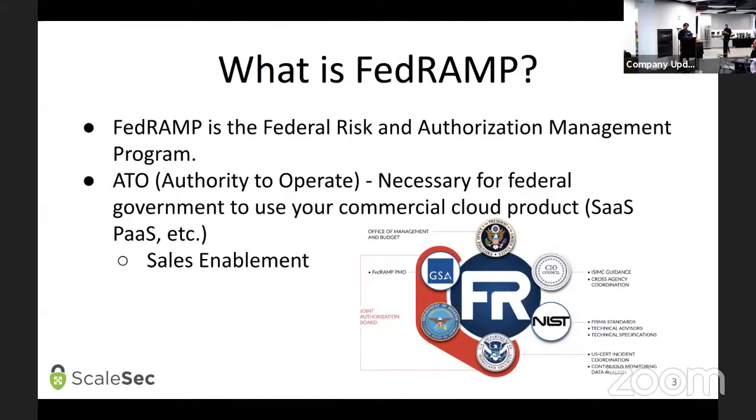One of it is an ATO, and that's the whole reason that you're going into FedRAMP, to get that ATO. An ATO is called an authority to operate. That's basically what's necessary for you to do business with the US government in the cloud environment. And this cloud environment can be like a SaaS, which is software as a service, or a PaaS, which is a platform as a service. Basically, it helps you with sales enablement for your applications that are in the cloud.